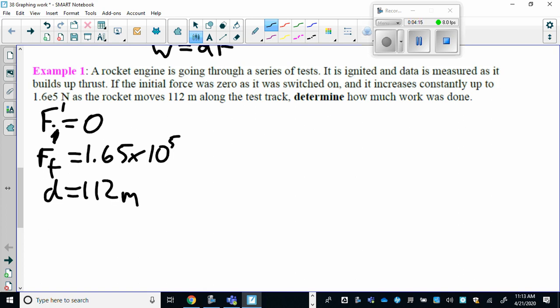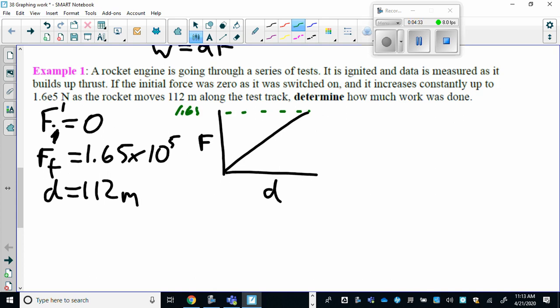So in this example, what does the graph look like? Well, it is not a straight horizontal line, it is a straight diagonal line. So it's starting at 0 and then going up to 1.65 times 10 to the 5 newtons. Determine how much work was done. So the area under the curve, we know, gives us work. But in this case, the shape is not a rectangle, it's a triangle.